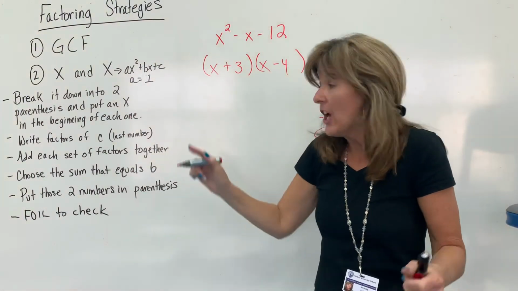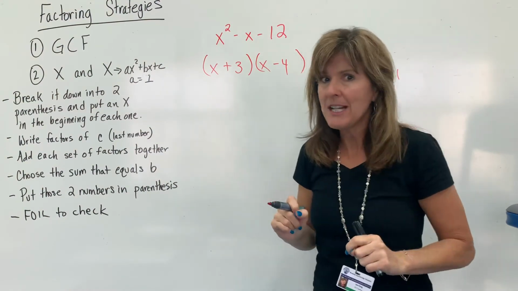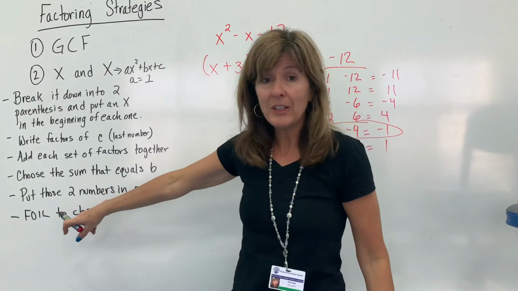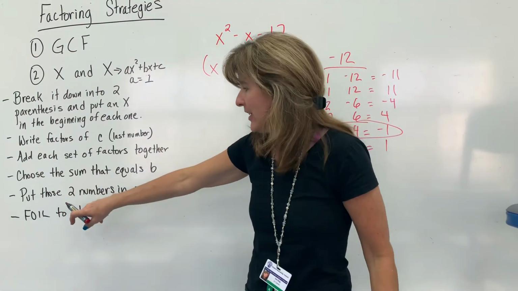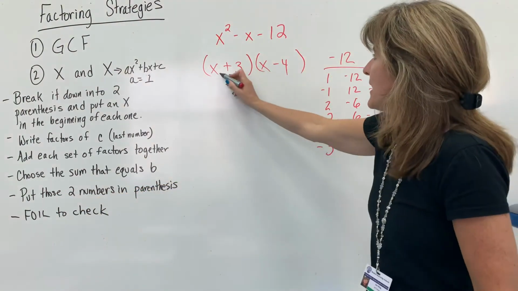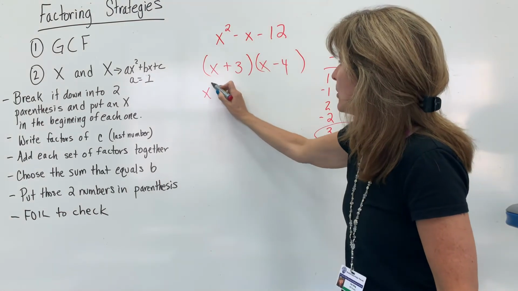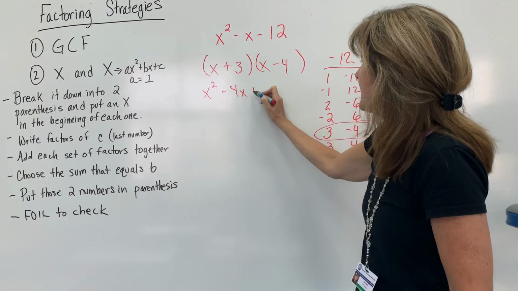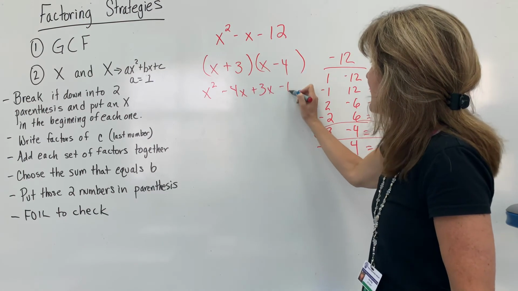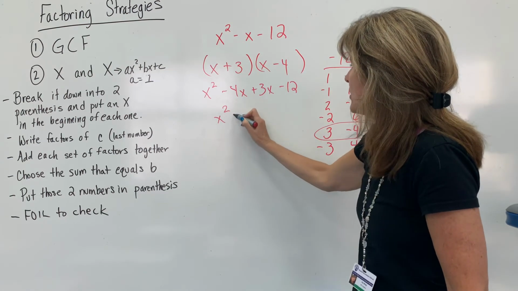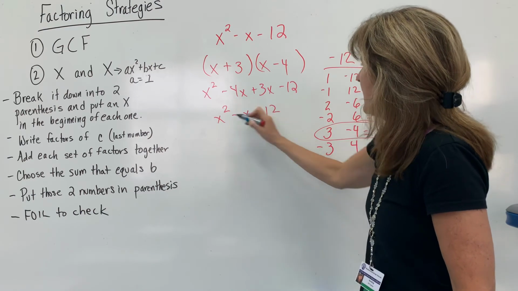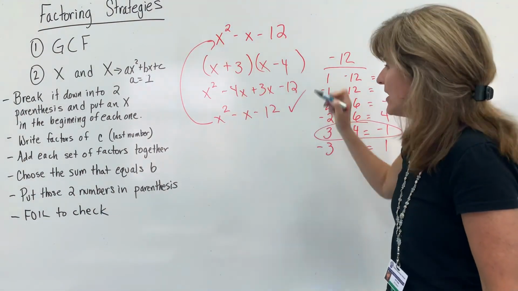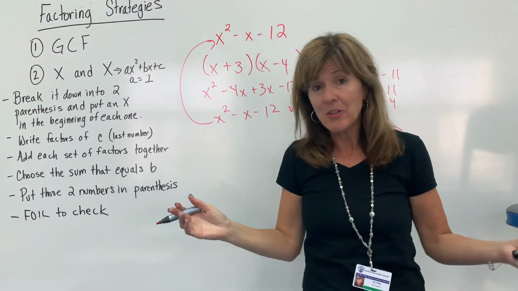That is it. I'm going to do one more thing to make sure I'm right, though, and this is the best thing about this whole process, is I can FOIL it out, which we learned before, to check my answer. So let's do FOIL first, outside, inside, last, collect like terms, and this equals this, the original problem, so I know I'm right. And that's how you do X and X.